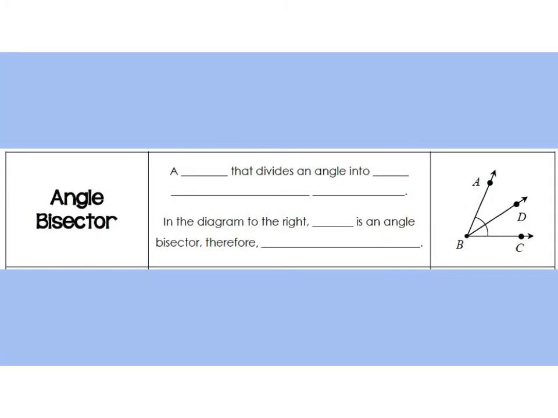Let's go on to this one. Angle bisector. Okay? An angle bisector is a ray that divides an angle into two congruent angles. So in the diagram to the right, ray BD is an angle bisector. Therefore, angle ABD is congruent to angle DBC.